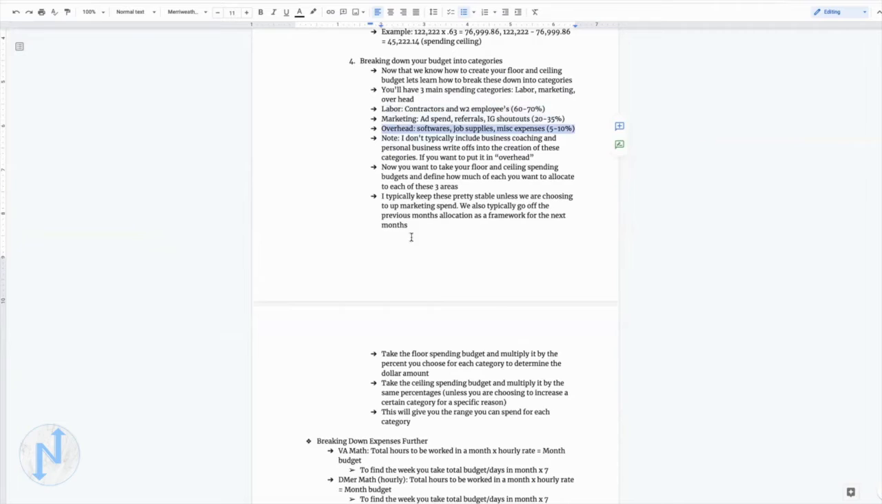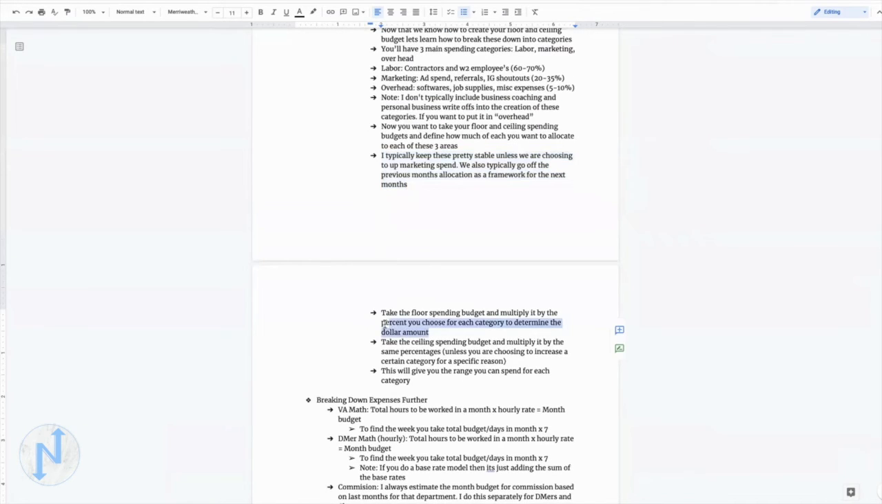Okay. I typically keep these pretty stable, meaning from month to month, unless we are choosing to up marketing spend within that particular month. We also typically go off the previous month's allocation as a framework for the next month. So like I said, keep it pretty stable. It doesn't really vary too much.